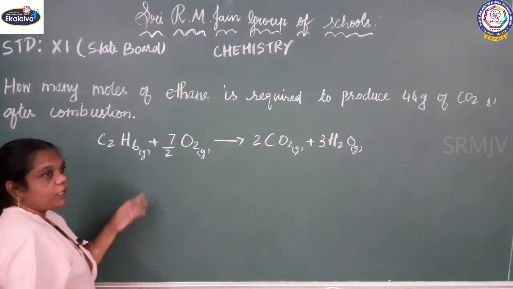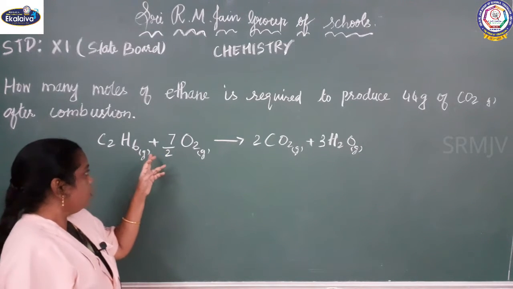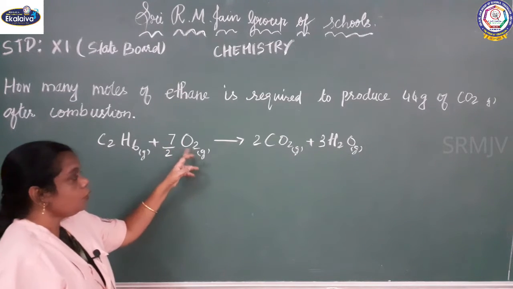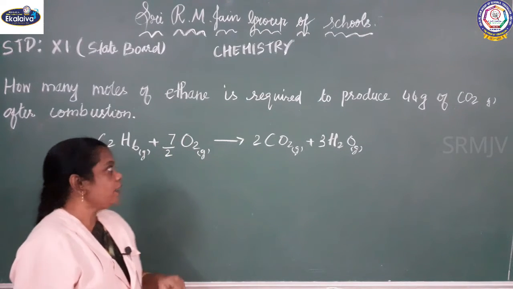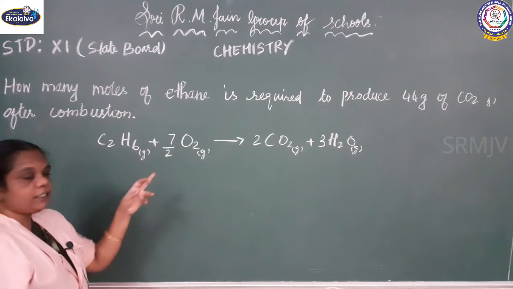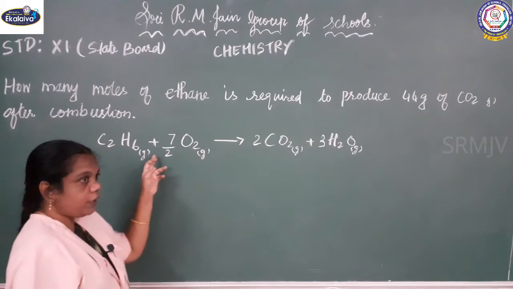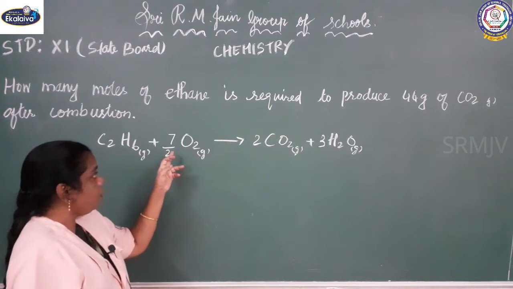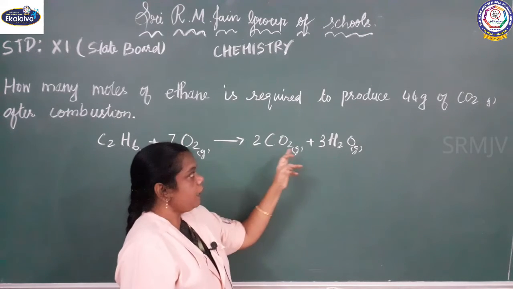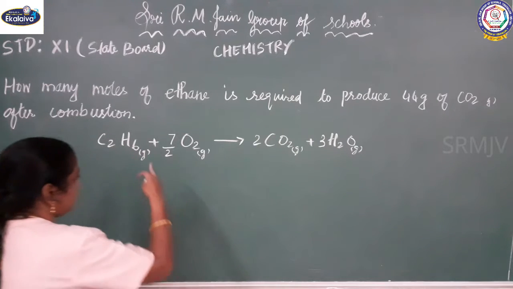7 by 2 means what? 3.5. We need 7 oxygen, so 3.5 into 2 equals 7. So what is the actual reaction? 1 mole of ethane is going to require 3.5 moles of oxygen to give 2 moles of carbon dioxide and 3 moles of water.